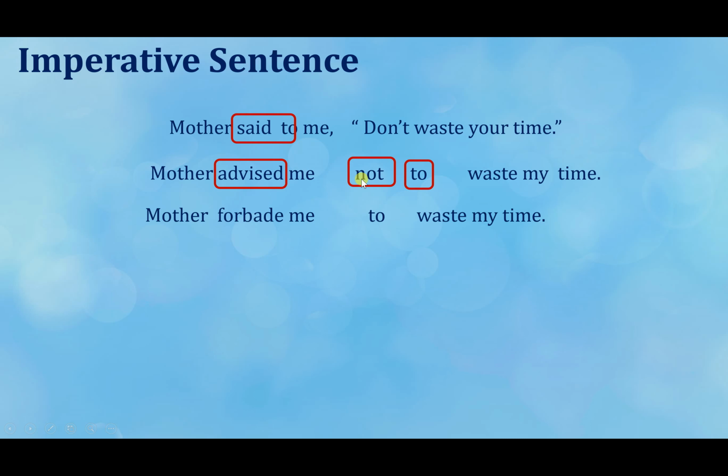It can be done in another way. This forbade is the past form of forbid, and it refers to the negative meaning. Forbid means not to do. So that's why we will not use not after forbid. Whenever we use forbade, we have to use to only, without using not.